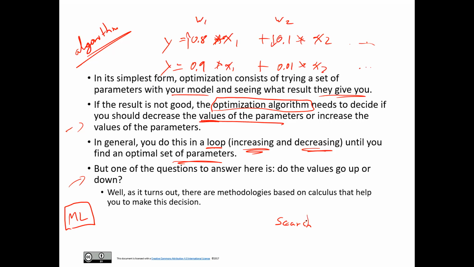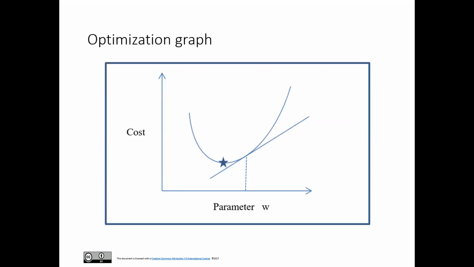So instead, what we need to do is what is called a search. We need to search the parameters, look at them, and try to figure out what's the best set. Is this better than this one? Which combination of parameters is the best? As it turns out, there are methodologies based on calculus that help to make this decision. So again, calculus comes in to help us determine how this works. Here's the best example of understanding this, an optimization graph. This is what's happening in a machine learning algorithm. You use an algorithm here called gradient descent.